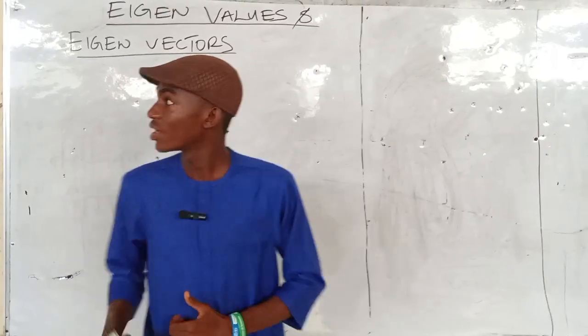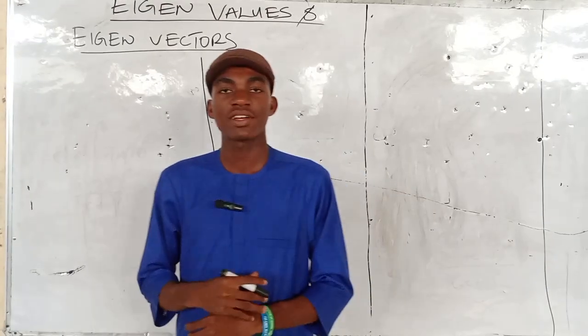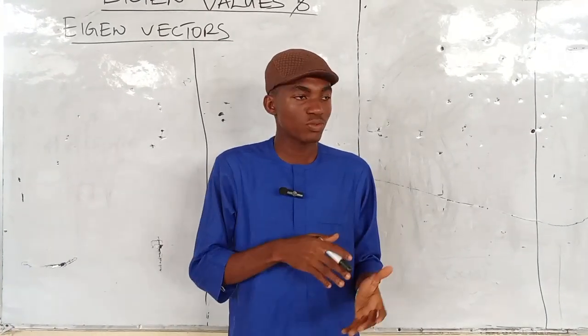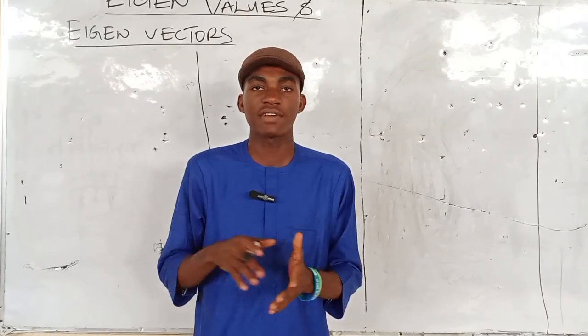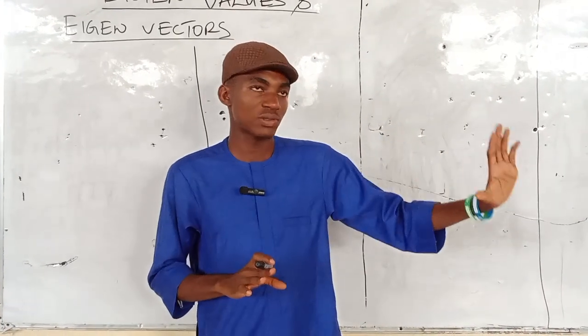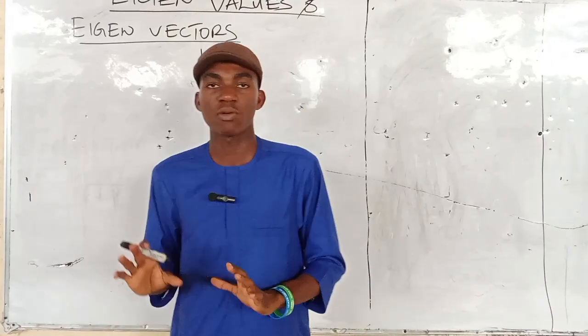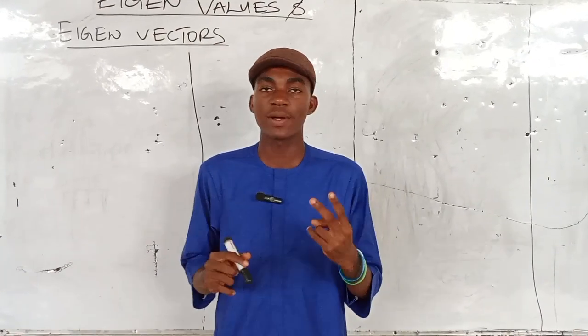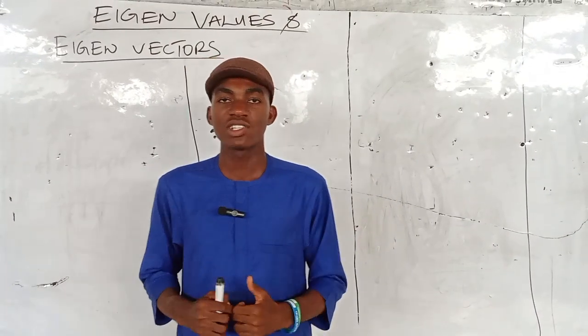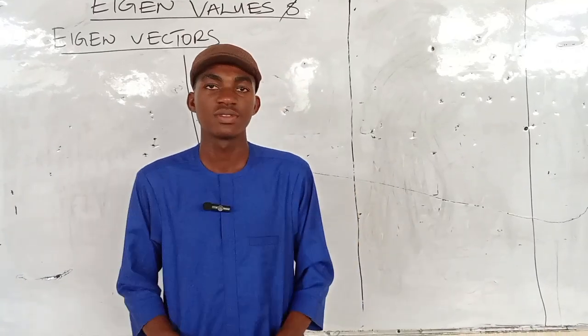In this video, we're talking about eigenvalues and eigenvectors. Here, I'll show you how to derive the formula for eigenvalue and eigenvectors. I'll show you the formula for eigenvalues, the formula for eigenvectors, and I'll use it to solve a system of 2 by 2 matrix. So watch the video to the end to get the full gist. Let's get to the video.